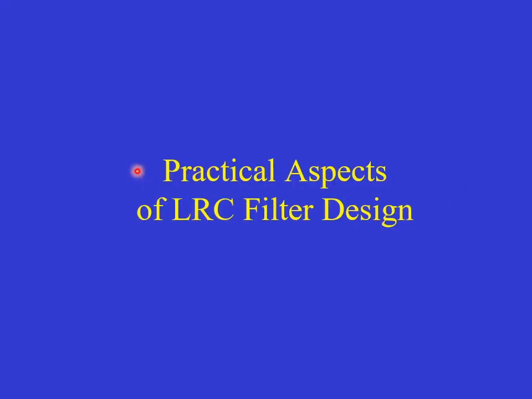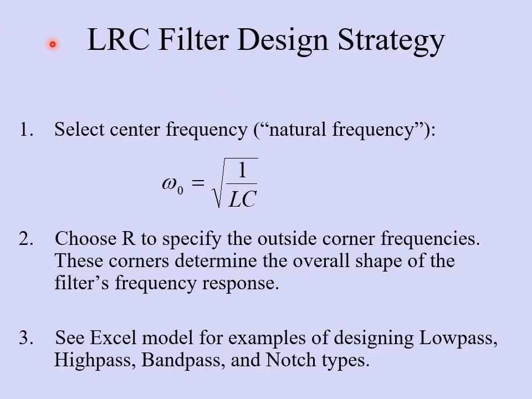I want to share with you a few practical aspects of filter design, in particular for this LRC filter that you're going to be building and designing. So the basic strategy to design the filter is to select the center frequency. If you look back on those Bode plots that I just showed you, the center frequency, basically the corner frequency of the filter, is going to be the natural frequency, which, remember, in radians per second is 1 over the square root of LC. And in hertz, of course, you have to take this and divide it by 2 pi.